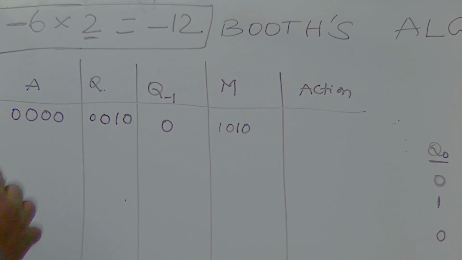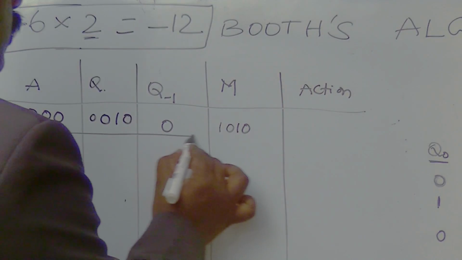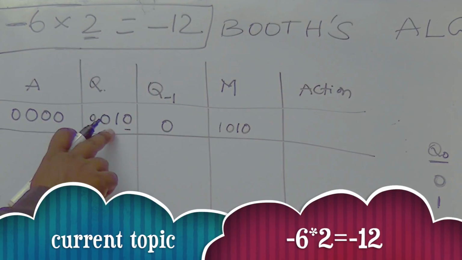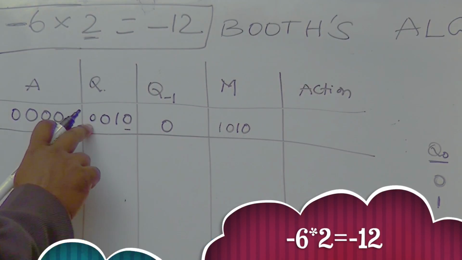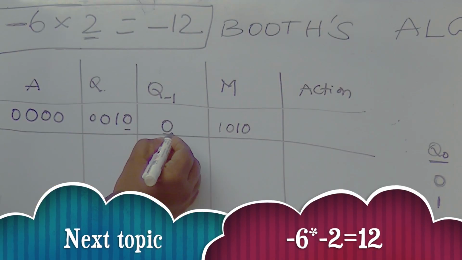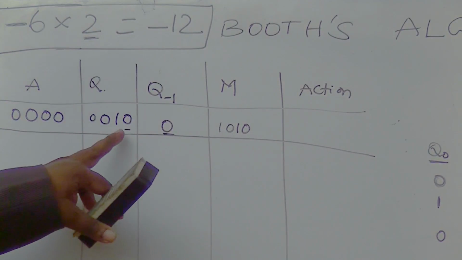The first step we are going to do is check the Q0 value. This is Q0, Q1, Q2 and then Q3. Now we find out Q0 and Q minus 1. Both are 0.